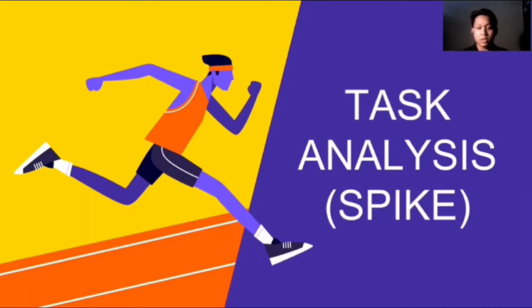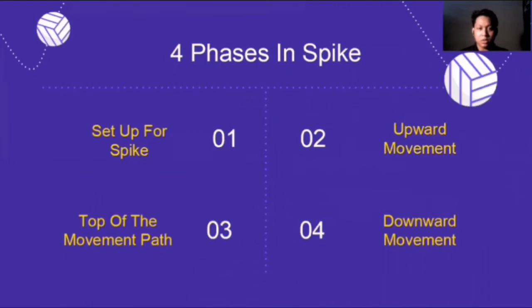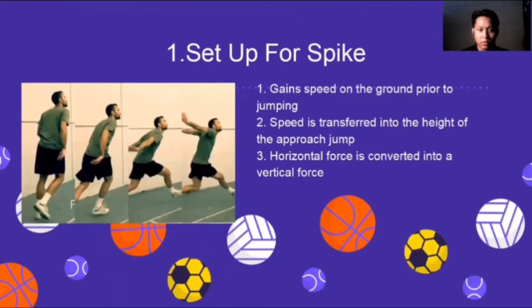So for my part, I will explain the task analysis for the spike skill in volleyball. These are the four phases in the spike: setup for spike, upward movement, top of the movement path, and downward movement is the last one. The first one is setup for spike.